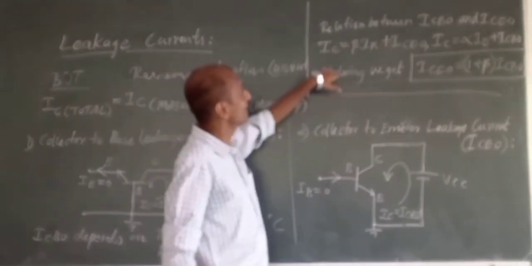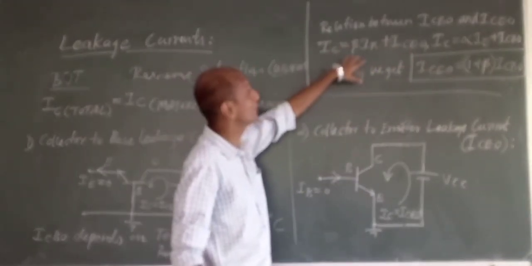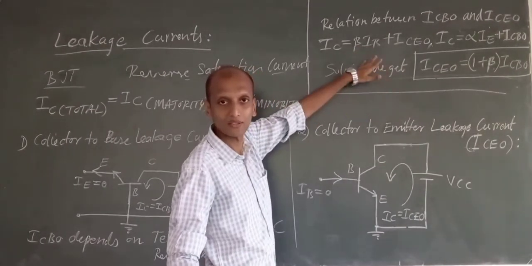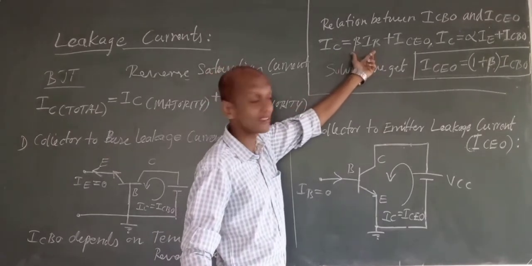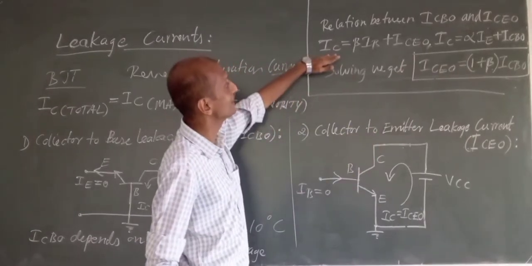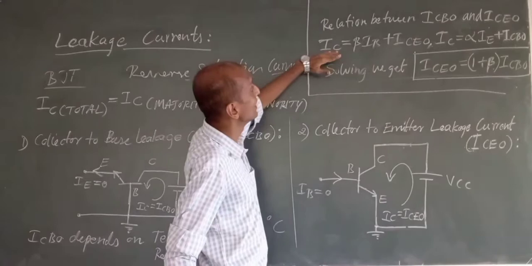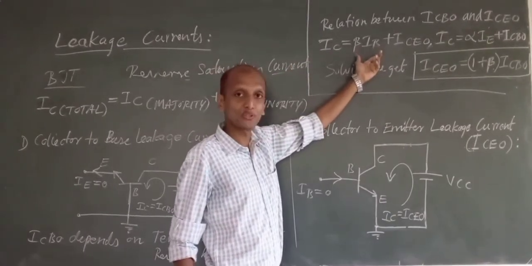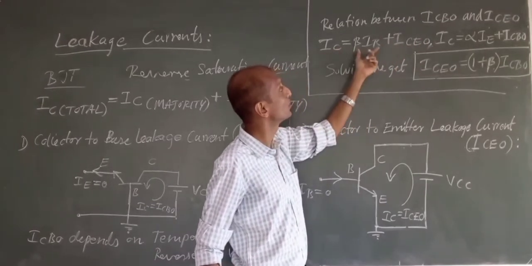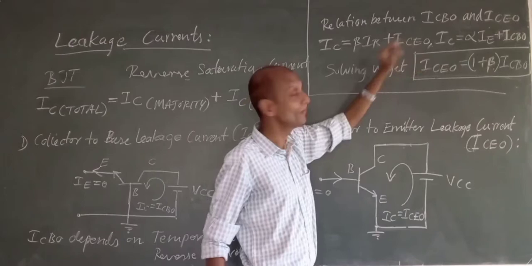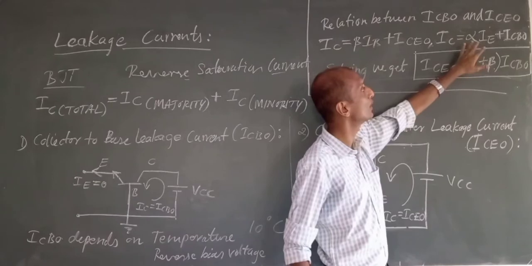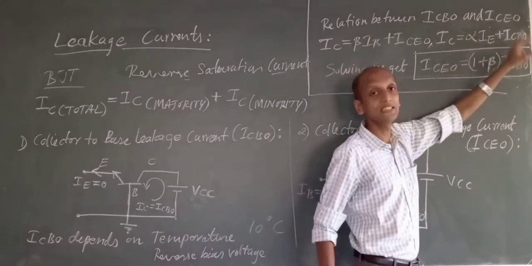Here I can write the total current IC will be equal to beta into IB. We know that beta is equal to IC divided by IB, isn't it? Now this is your majority charge carriers current plus minority charge carriers current. So this is your IC for all of the configurations. This is your majority charge carriers current and this is your minority charge carriers current. So IC will be equal to beta into IB plus ICEO. Likewise, for another configuration, IC will be equal to alpha into IE plus ICBO.